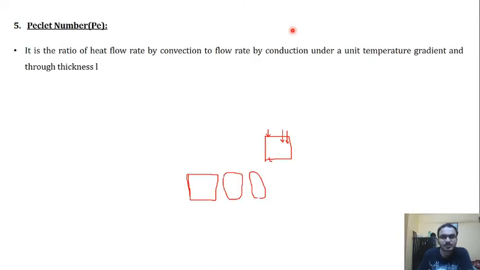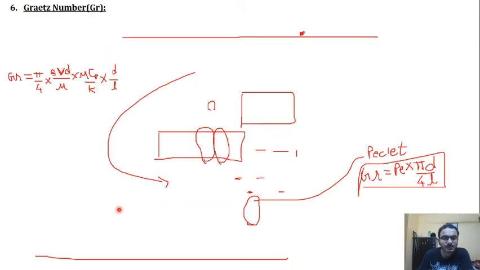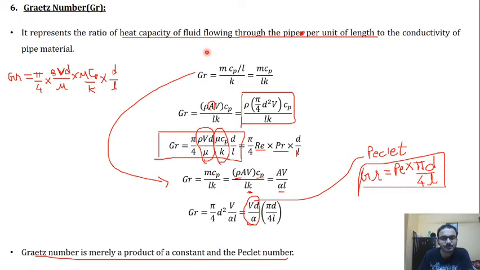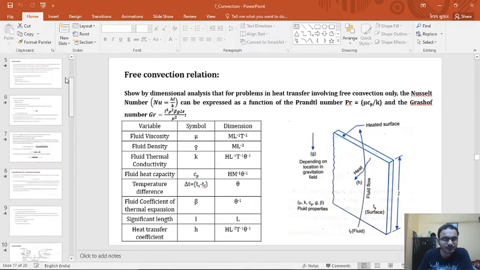The next was Peclet number. It is the ratio of heat transfer rate by convection to the flow rate by conduction under unit temperature gradient and thickness L. So this is the way it is defined, that Peclet number is LV divided by alpha, where alpha is thermal diffusivity. Peclet number can also be defined as the multiplication of Reynolds number and Prandtl number. The last number was Graetz number. It is the ratio of heat capacity of fluid flowing through the pipe per unit length to the conductivity of pipe material. So this was the end of the introduction part of convection.